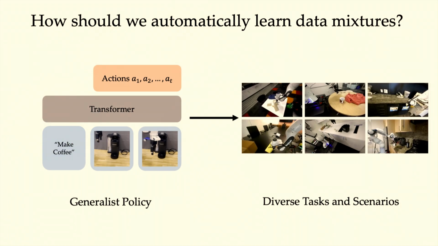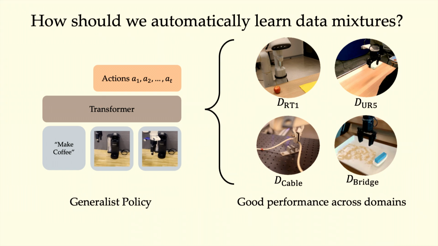And so the question that we ask in this work is, how should we automatically curate these data mixtures that seem to actually work for training these large generalist policies? What we really want is a policy that works on lots of diverse tasks and scenarios, but we can't really measure that at train time. So instead, what we say in this work is, instead of looking at test time tasks, because that would be really hard and kind of cheating, we're going to see if we can train a model that will get good performance across all of the different things that it's seen at train time.